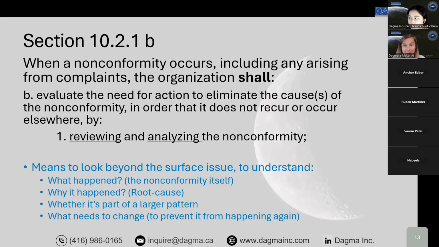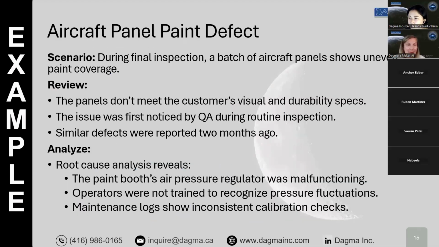For example, we have an example here of an aircraft panel paint defect. So during final inspection, a batch of aircraft panels shows uneven paint coverage. So to review, we would look at the panels that don't meet the customer's visual and durability specifications. The issue was first noticed by a QA during a routine inspection, and similar defects were reported 2 months ago. So this is the review, assessing the situation. Has anything similar happened in the past or recently?